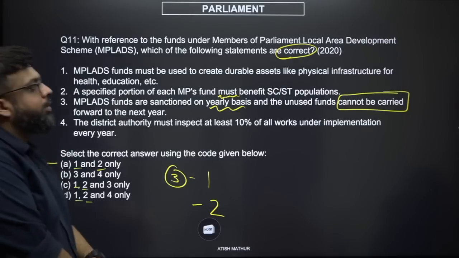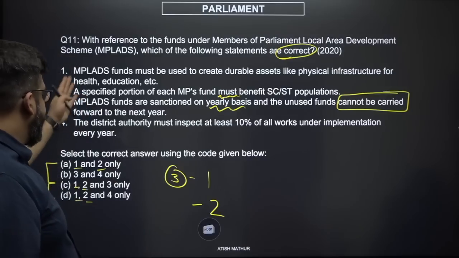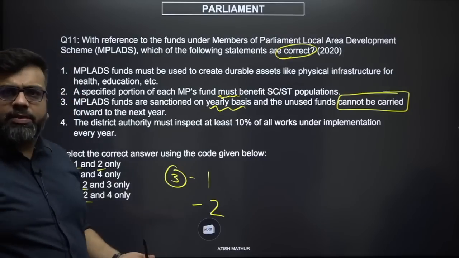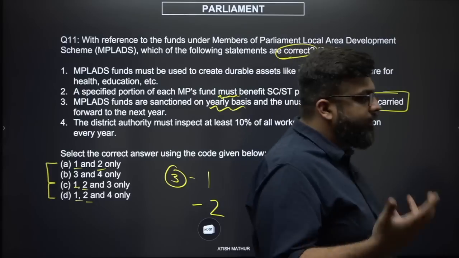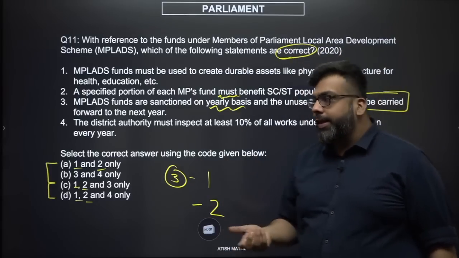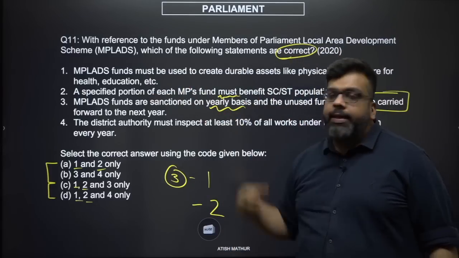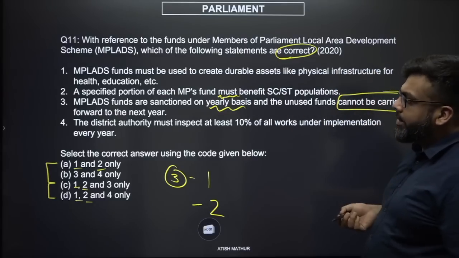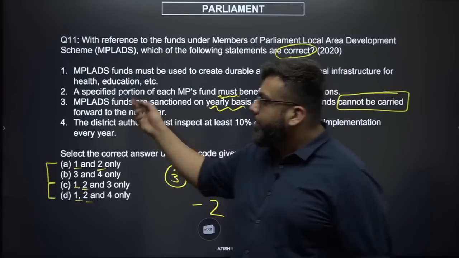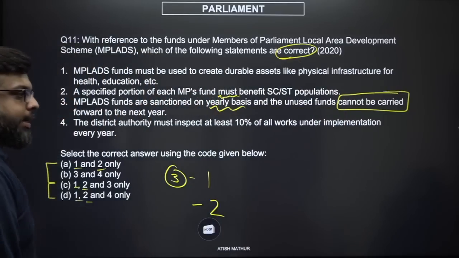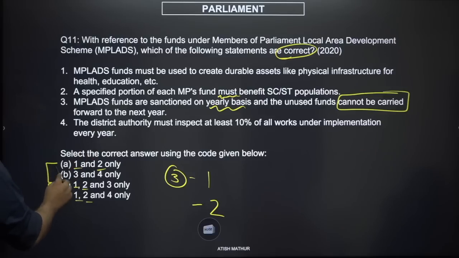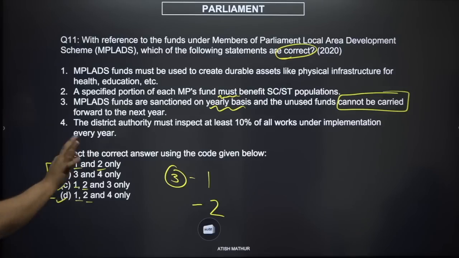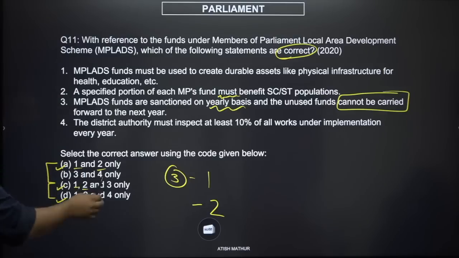MP LAD funds must be used to create durable assets for physical infrastructure, health, education, etc. Sounds fair enough that you are using local area development funds to locally develop the area, and for that you require, say, funds for health, education, sanitation, etc. Which means 1 definitely is correct. Now, if 1 is correct, then 2 is definitely correct. That means options C and D seem to be in the game so far. There is no place where 3 and 4 are collectively together.